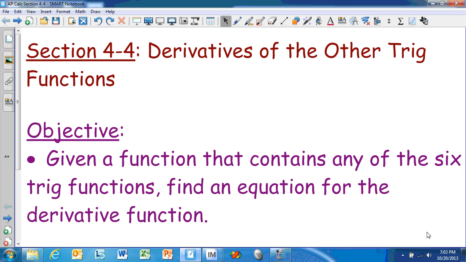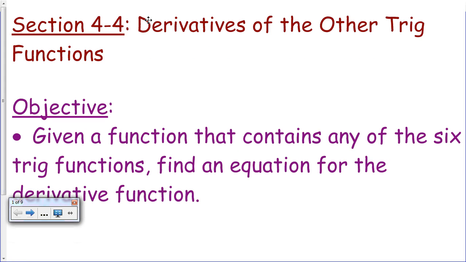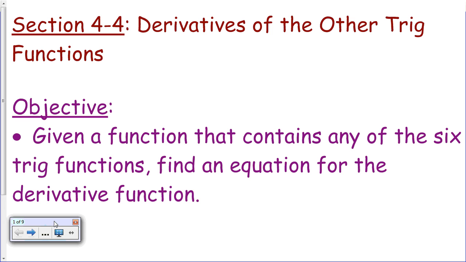Section 4-4 is on the derivatives of the other trig functions. The objective of this section is, given a function that contains any of the 6 trig functions, find an equation for the derivative function. If you recall, we've already seen what the derivatives of sine and cosine are. We're now going to look at the derivatives of the other 4 trig functions: secant, cosecant, tangent, and cotangent.